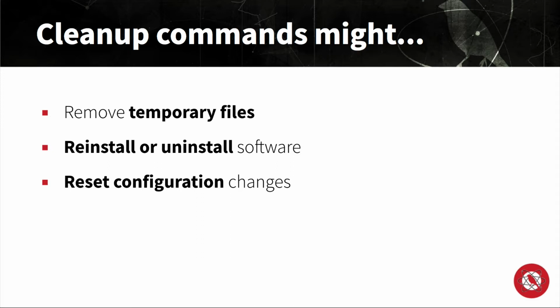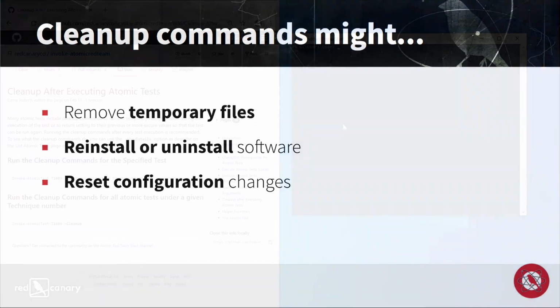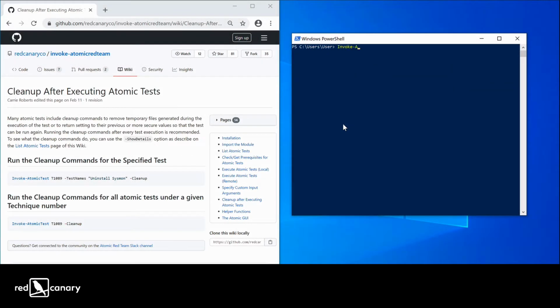Cleanup commands are listed in the YAML files associated with each technique, so you can look them up manually by reading through those files in the atomics directory. Alternatively, you can show the verbose details for any given test to see what, if any, are the cleanup commands for a given technique or test.